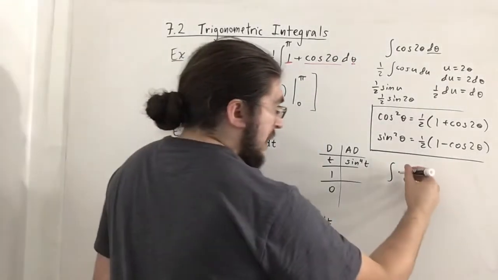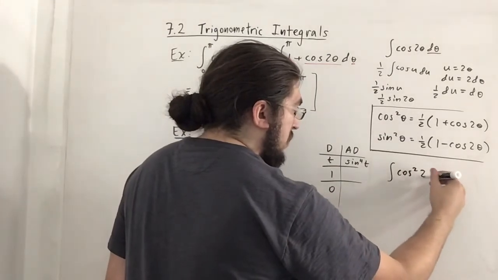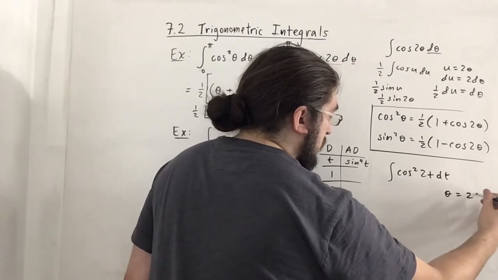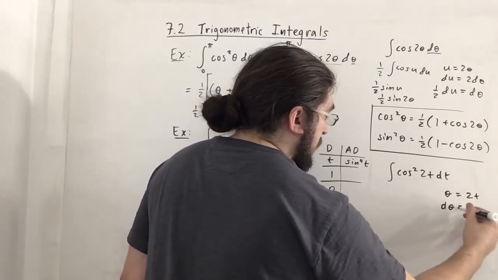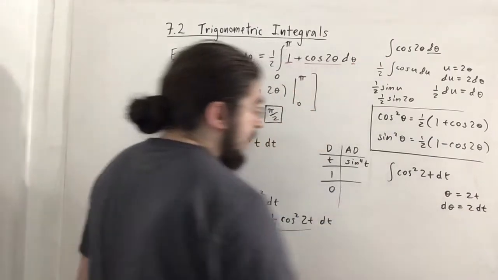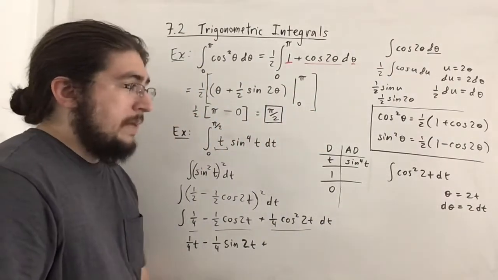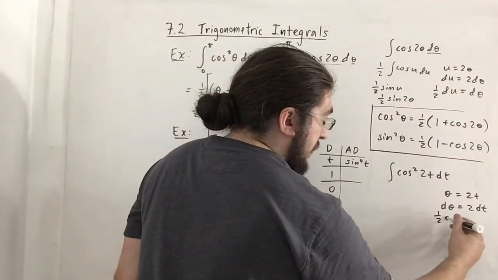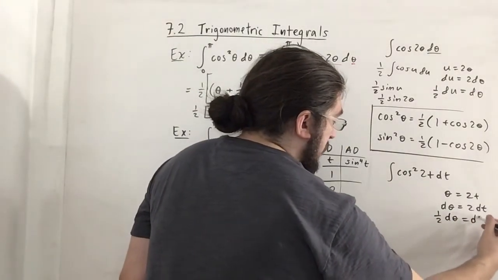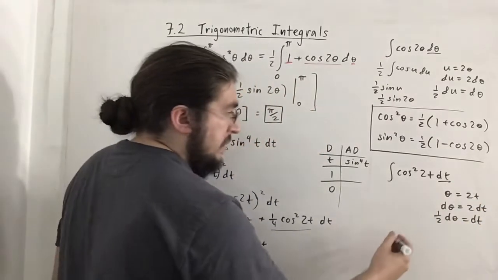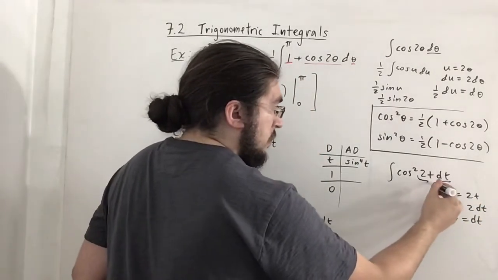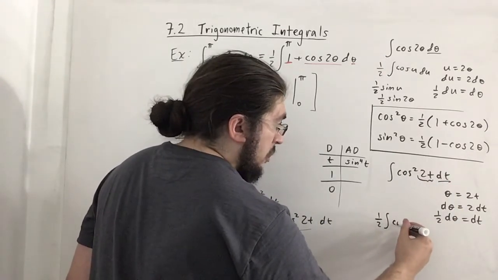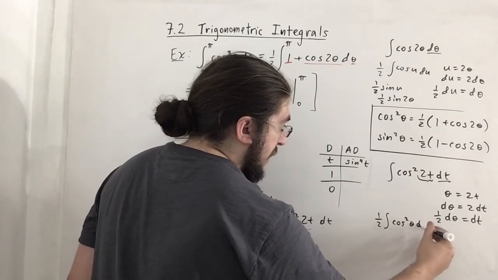So separately, basically, if we consider cosine squared of 2t dt, and we use this theta substitution, theta is equal to 2t, then d theta will be 2 dt. All right, so what does that mean? Well, it means that if you divide by 2, then you get that 1/2 d theta is equal to dt. So we can replace dt with 1/2 d theta, and then replace this with theta itself. So we end up getting here 1/2 the integral of cosine squared of theta d theta.